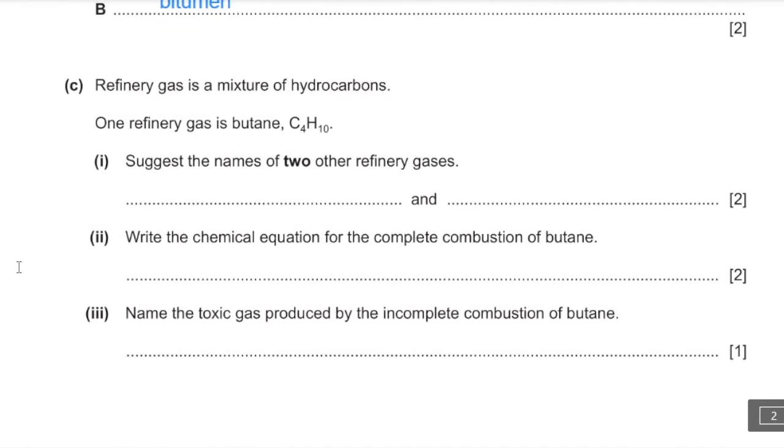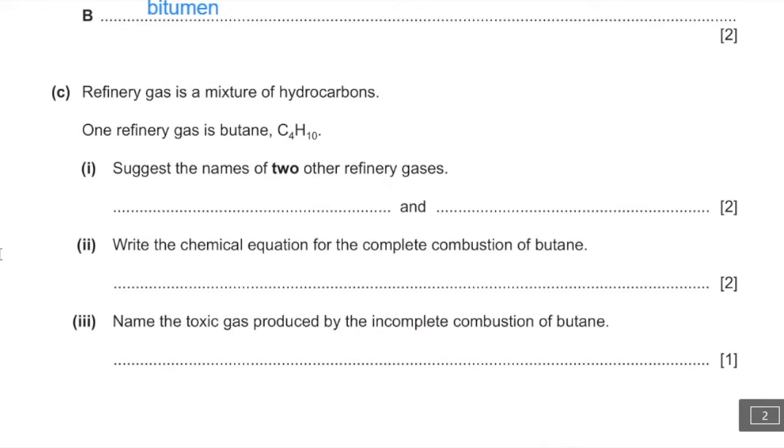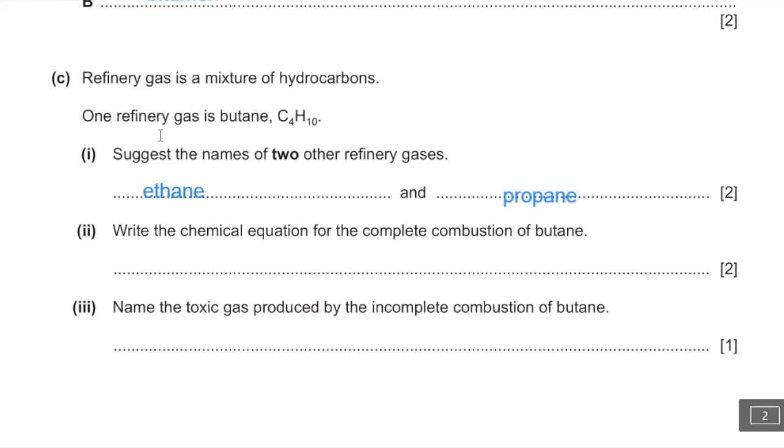C. Refinery gas is a mixture of hydrocarbons. One refinery gas is butane. 1. Suggest the names of 2 other refinery gases. So they have to be below pentane, since starting from pentane and going further, the hydrocarbons turn into liquids. So it can be from methane, ethane, and propane. I'll go with ethane and propane. Due to having the shortest chains, the initial 4 alkanes are the only hydrocarbons which are gases at room temperature, and that is why they are the refinery gases over here.